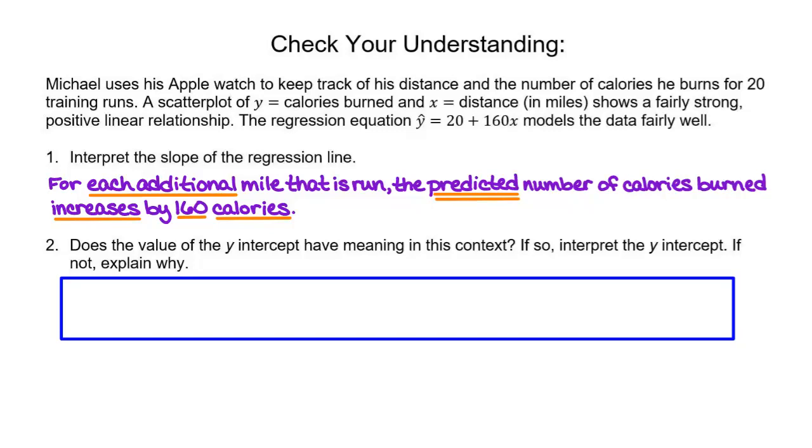Make sure you have that predicted in there. These lines of best fit, these least squares regression lines, the only thing they can do is make predictions. What is the y-intercept here? 20. Can we interpret this in context? Will it make sense? How would we interpret this?